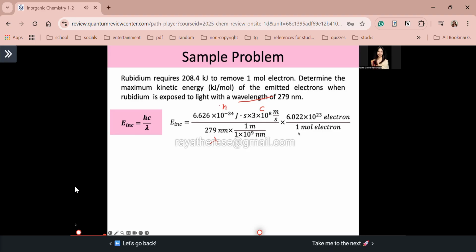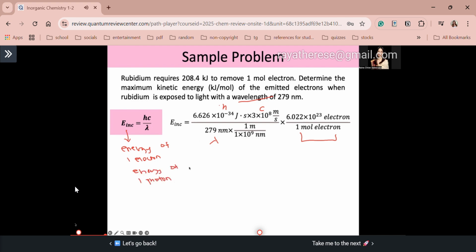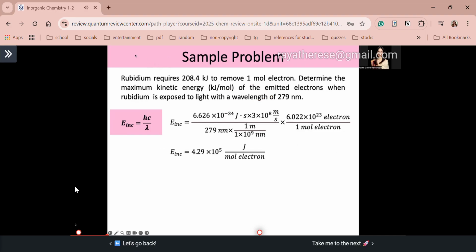Okay, question. Ma'am, why is there this conversion? Recall guys, energy incident basically means the energy of 1 photon. But the sample problem is asking for removing 1 mole of electrons. Again, it asks for removal of 1 mole of electrons. That's why we converted it in this way, where 6.022 times 10 to the power of 23 electrons is equal to 1 mole of electrons. Again, express it in mole of electrons, because the problem asks for it per mole. So, the answer is the energy of the incident light is equal to 4.29 times 10 to the power of 5 joules per mole of electrons. I hope you get it so far.